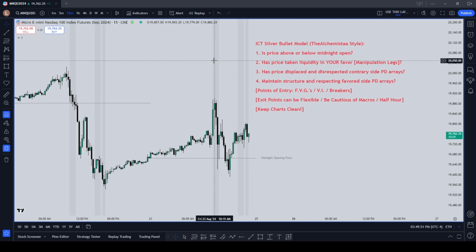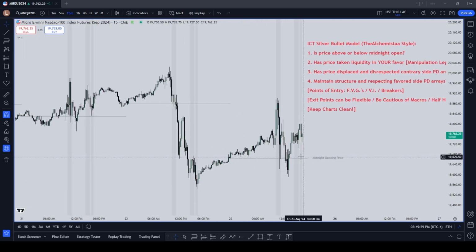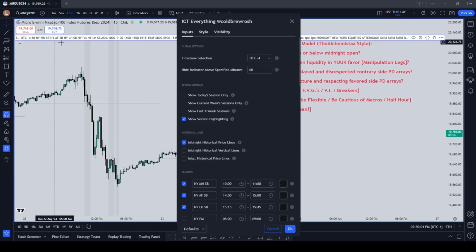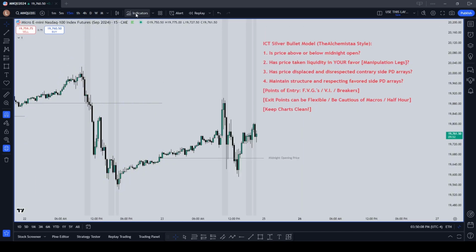And if you guys see the highlighted areas, this is simply the 10 to 11 a.m. silver bullet. Then this is the 2 to 3 p.m. and then the final hour macro. And this is the midnight opening price drawn across on all days. If you guys want this indicator, it's going to be called ICT Everything by Cold Bruges. And you can find that by going to your indicators and searching it up there.